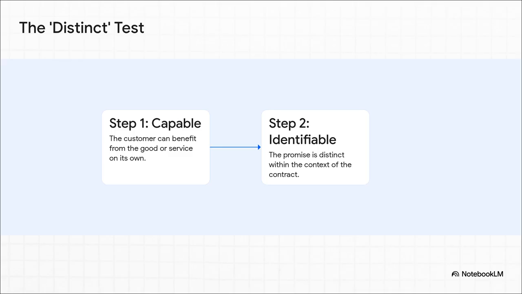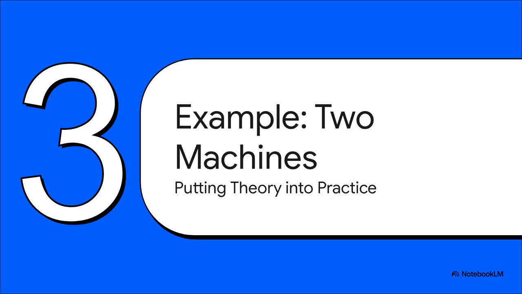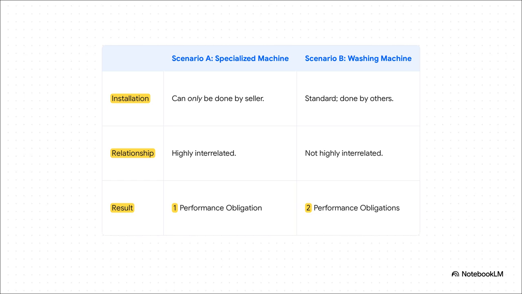Let's try to make that a bit more concrete. I know, that still sounds a little abstract. So let's use a simple example to make it crystal clear. Imagine you're selling and installing two very different kinds of machines. This is that two-part test in action. So look on the left, in scenario A, we've got this complex, specialized machine. Only you can install it, and that installation process actually customizes the machine itself. They are highly interrelated. The customer gets zero benefit from the machine without your unique installation. So what's the result? It's one single performance obligation.